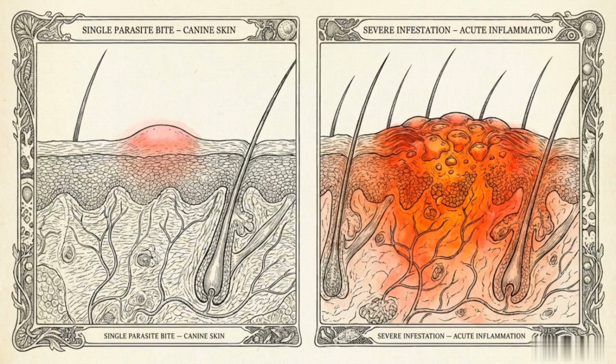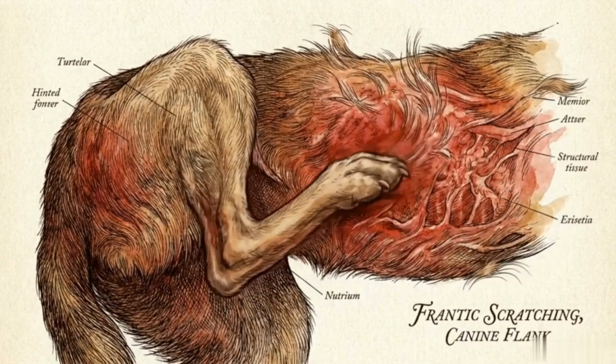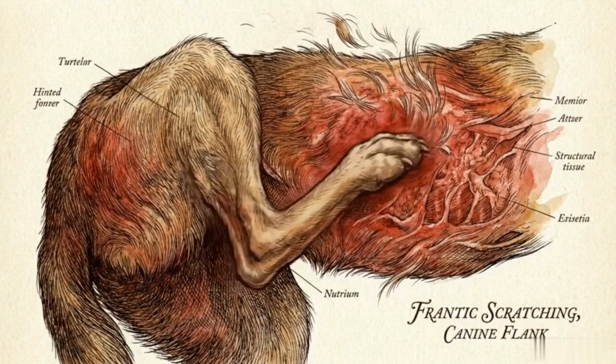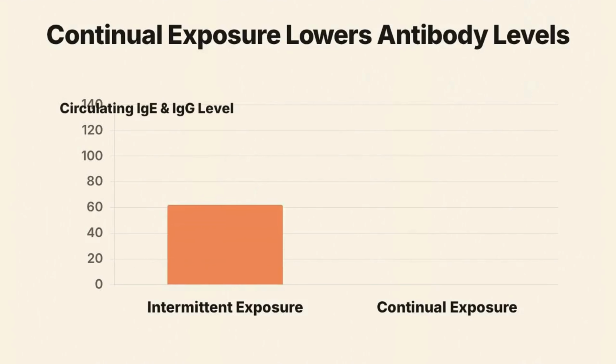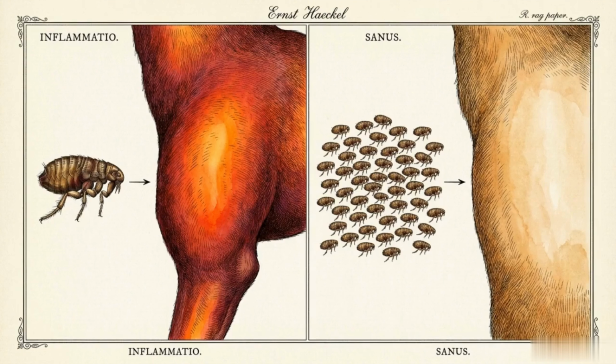There is a specific relationship between the frequency of these bites and the severity of the host's reaction. Intermittent, sporadic exposure to these salivary antigens is exactly what drives the severe, tissue-damaging hypersensitivity reactions just detailed. In contrast, dogs exposed continually to flea bites often develop a natural immunological tolerance, characterized by lower levels of circulating IgE and IgG antibodies. Clinical severity is determined not by the absolute number of fleas, but by how intermittently the host is exposed to the antigen.